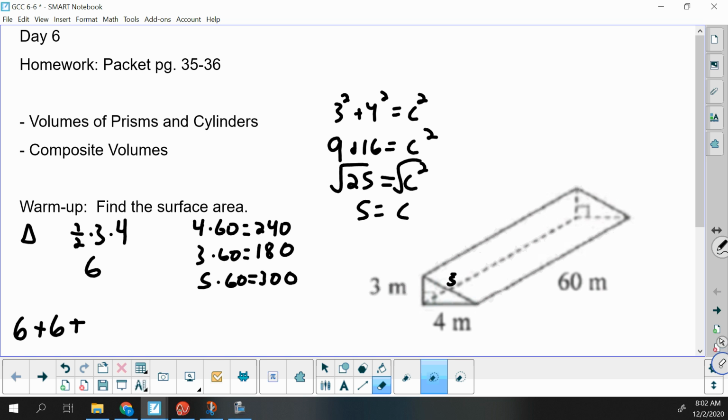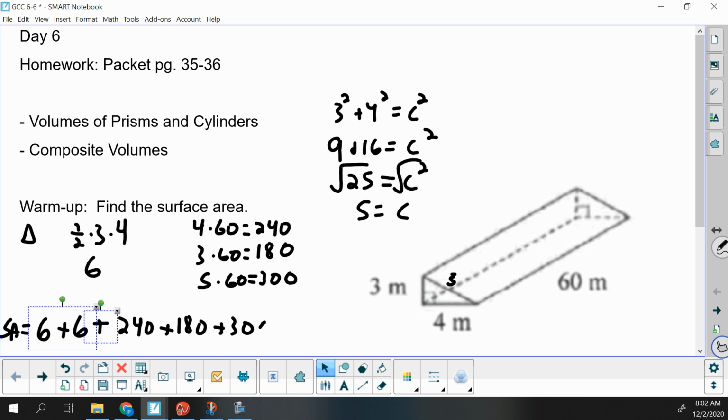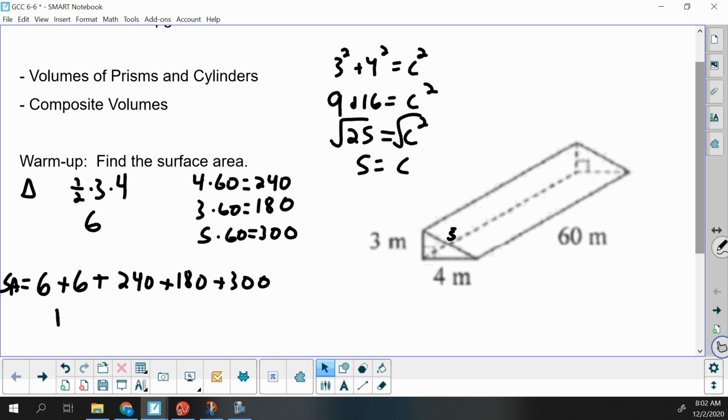So for our surface area, and maybe I'll add on to this that this is surface area equals, we've got 6 plus 6 plus 240 plus 180 plus 300. So the 6 plus 6 will give us 12. The 240 and the 180 will give us 420, plus the 300 will give us 720. And when you add those together, you get 732. It's an area, so we should have meters squared.